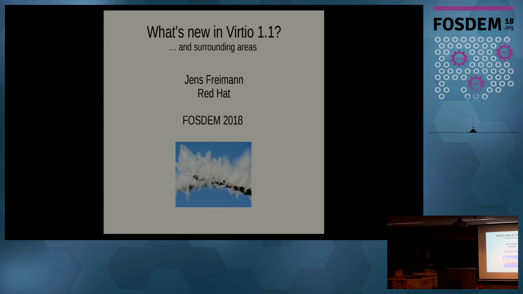So the goal is to extend Virtio in a way to improve its performance and also to make it work better with workloads that it currently doesn't support very well. I'll give a very brief explanation of Virtio and put it into context to NFV, before talking about the main new topic in Virtio 1.1, which is a feature called packed virtqueues. And eventually, if time allows, I will talk about a few other developments in the space of Virtio that I think are worth mentioning here to this crowd.